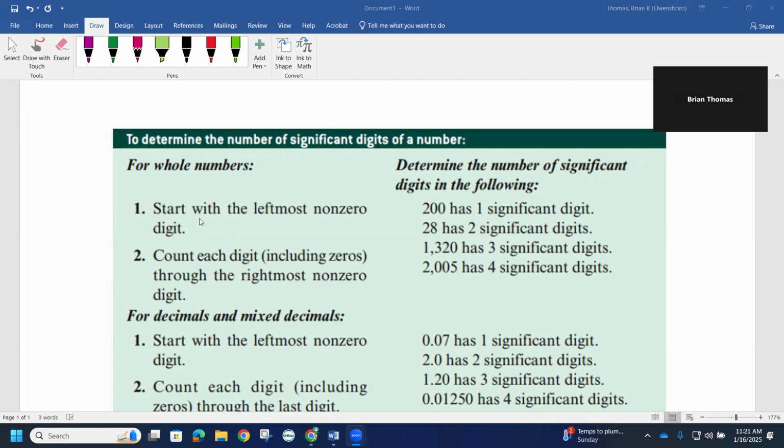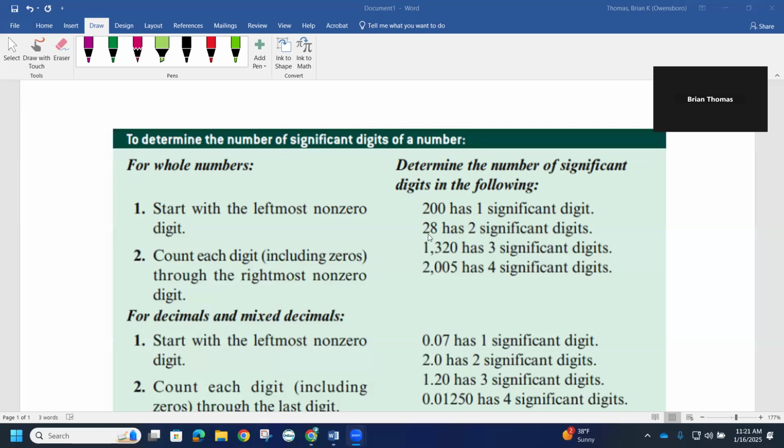So let's read that again. Start with the leftmost non-zero digit. So starting on the left, count each digit, including zeros, through to the rightmost non-zero digit. If we look at this first example, the leftmost digit is 2, and we want to count to the right until we get to the last non-zero digit. Well, there's not any other non-zero digits, so 2 is the only significant digit in that example.